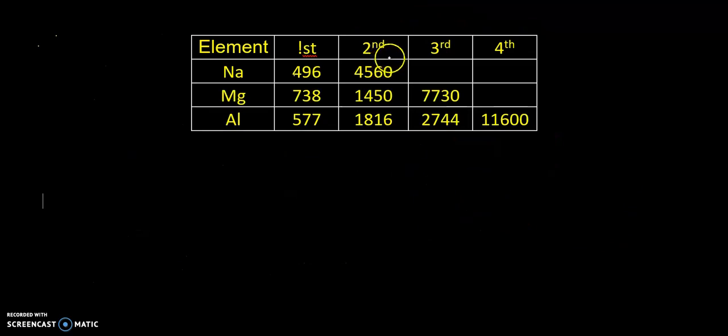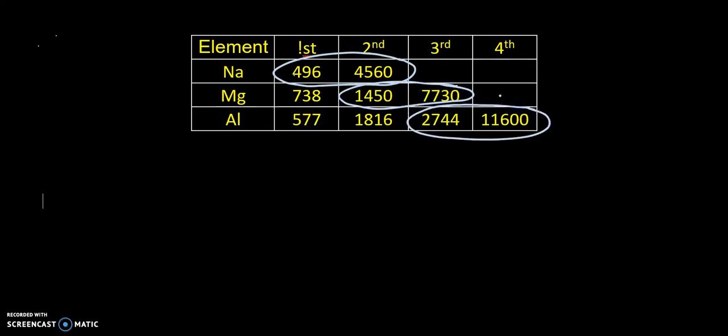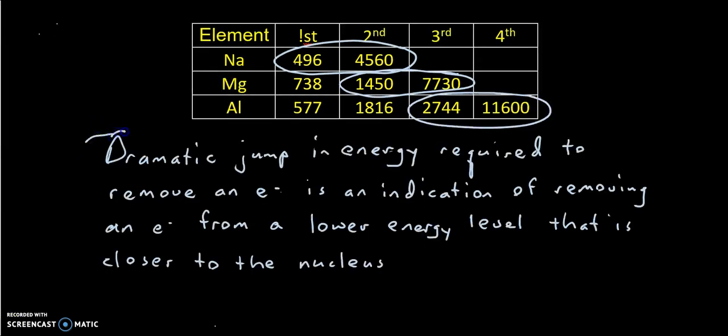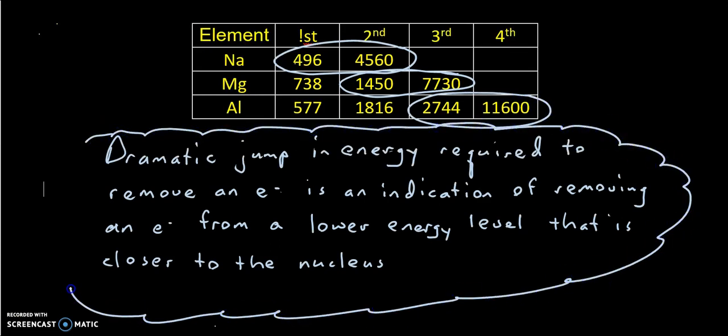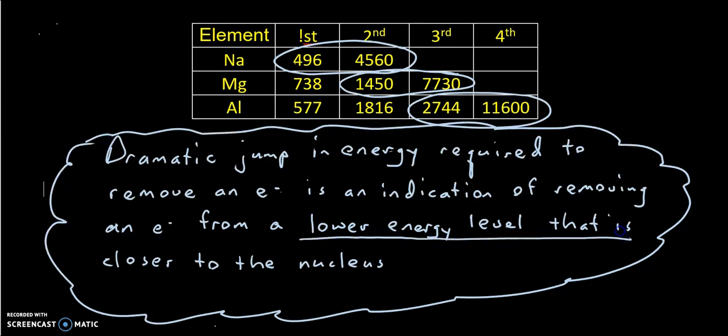So we can explain this pattern of dramatic jumps in sodium from first to second ionization energy, in magnesium from second to third ionization energy, and in aluminum from third to fourth ionization energy. This dramatic jump in the energy required to remove an electron is an indication that we're removing the electron from a now lower energy level that is closer to the nucleus. Because we're at a lower energy level and closer to the nucleus, the attractive force between the nucleus and the outermost electrons becomes stronger, and that increase in attractive force is reflected by the greater quantity of energy required to remove that outermost electron.